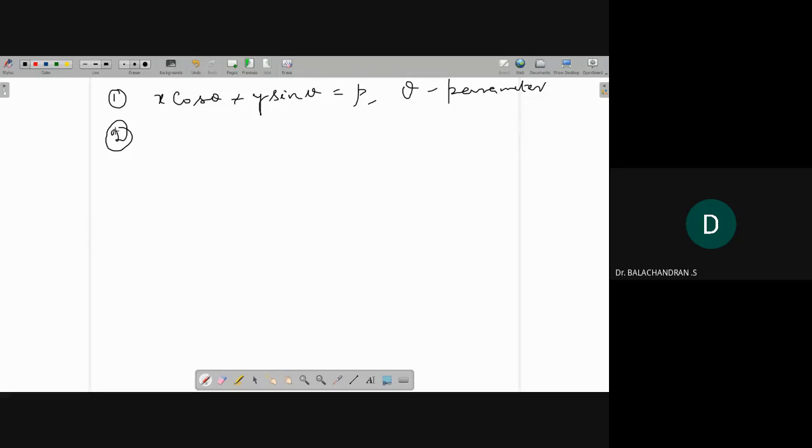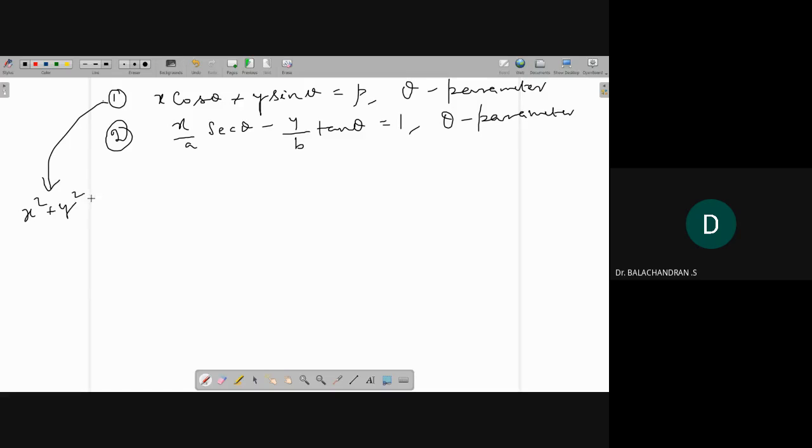Second problem, x by a secant theta minus y by b tan theta equal to 1, where theta is a parameter. So the first problem, the answer is x square plus y square equal to p square.